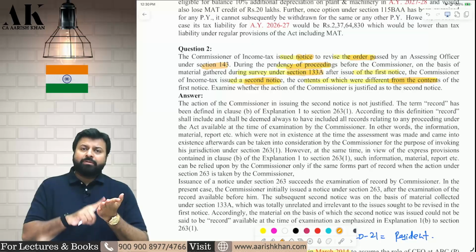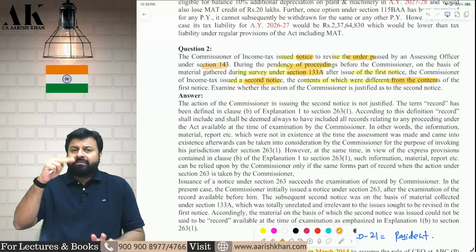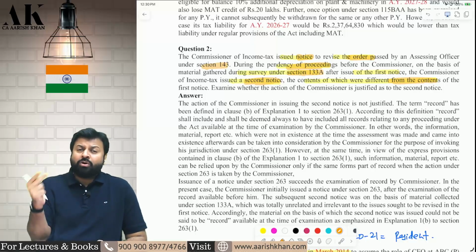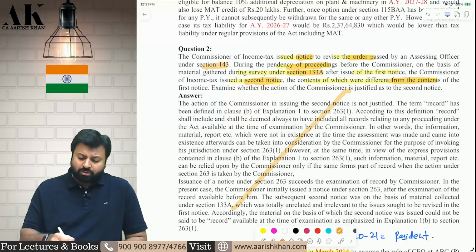Step number 1, commissioner is starting revisionary proceeding under 263. After that, survey happened at assessee's place. Now the commissioner is sending a second notice to the AO. The content of the second notice is different from the first notice. Can the commissioner do so? The court has said that no.